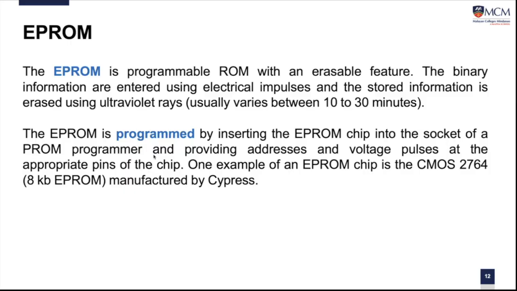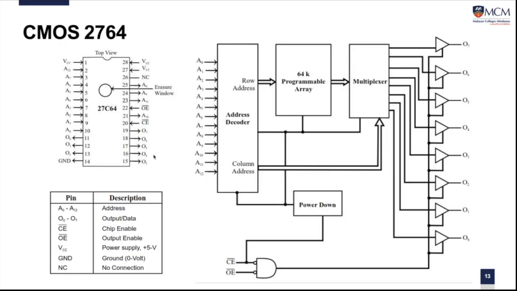Let's talk about EPROM. The EPROM is a programmable ROM with an erasable feature. The binary information is entered using electrical pulses and the stored information is erased using UV rays, which usually takes between 10 to 30 minutes. The EPROM is programmed by inserting the chip into the socket of a PROM programmer and providing addresses and voltage pulses at the appropriate pins of the chip. One example of an EPROM chip is the CMOS manufactured by Cypress, shown here on this graph.